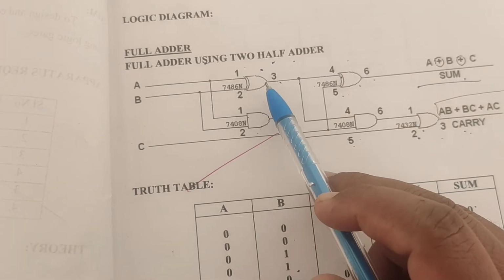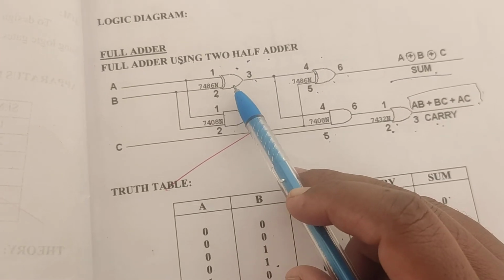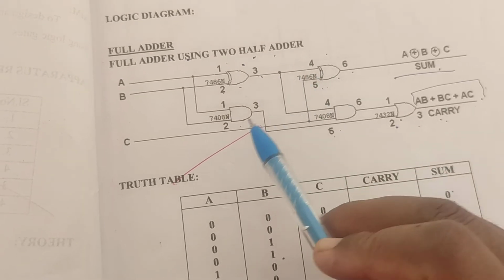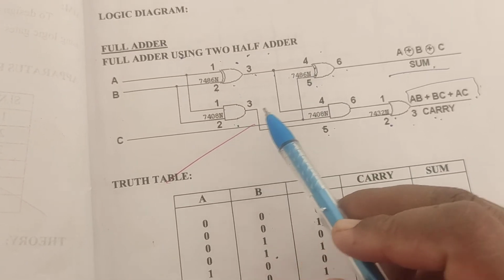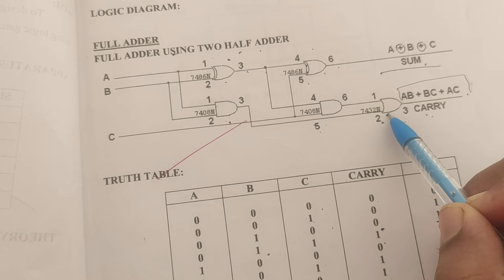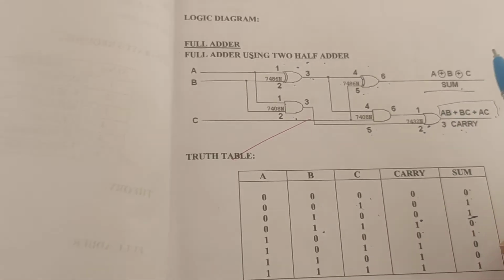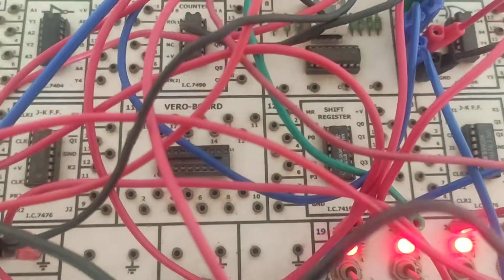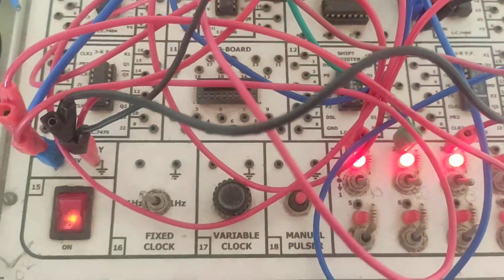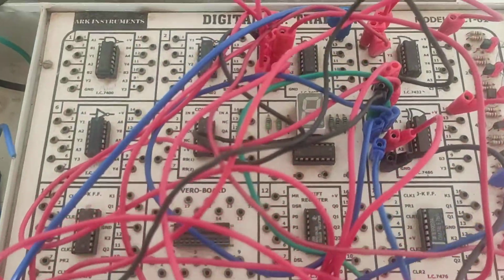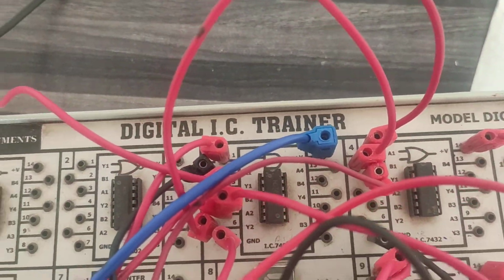For this we have taken IC 7486 as the XOR gate, AND gate IC 7408 and OR gate IC 7432. In this way we have completed our experiment number 3 from digital electronics, a full adder, by using this digital IC trainer.